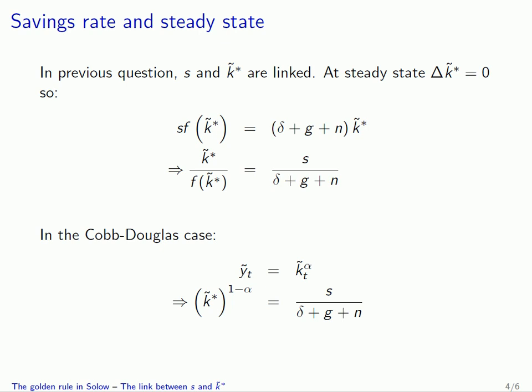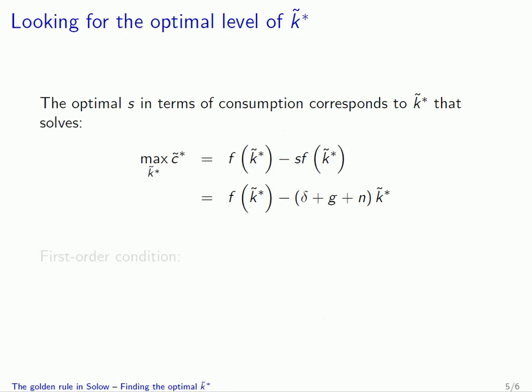So with this equation, there is a very easy and direct link between K tilde star and S, and it's actually quite easy to get S as a function of K tilde star or K tilde star as a function of S. So the way that we'll find the golden rule here is that we're not going to look for the golden rule in terms of the savings rate, but we'll use this fact that I've just talked about, that S is linked to K tilde star.